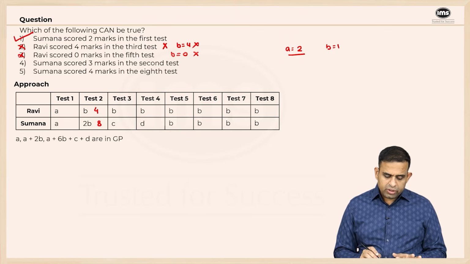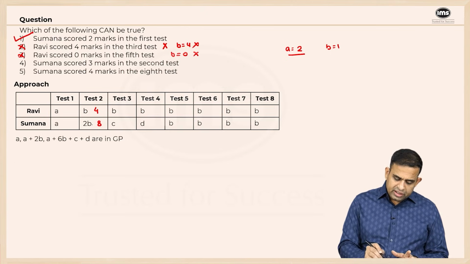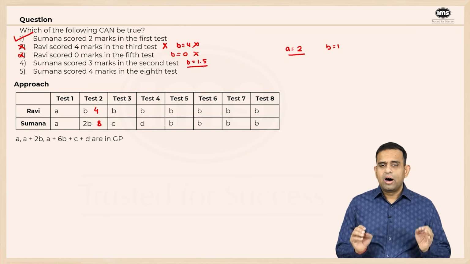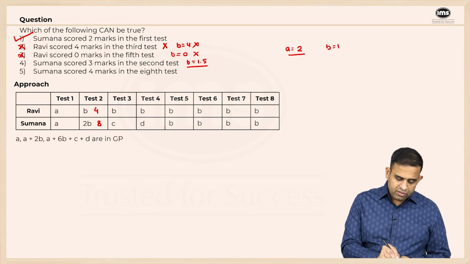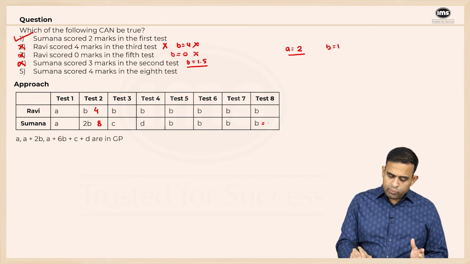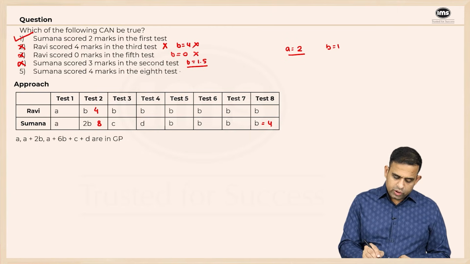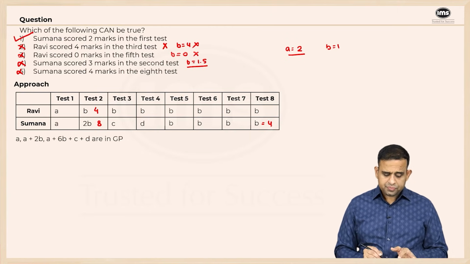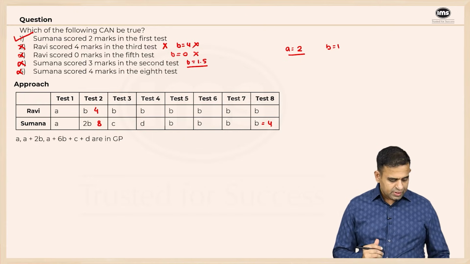Then they are saying Sumana scored 3 marks in the second test. That means the value of 2b is 3. So b becomes equal to 1.5. But the marks scored in any test has to be an integer. It can't be 1.5. Option 4 can be out. And finally, Sumana scored 4 marks in the 8th test. Again, they are telling you b to be equal to 4. b can be at most 2. So not working out. So clearly, option number 1 is the required answer here.